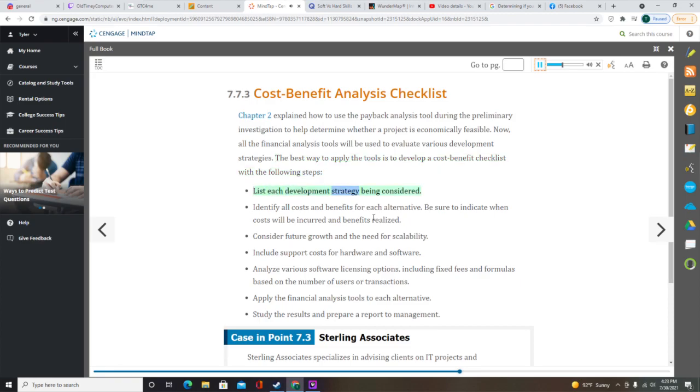List each development strategy being considered. Identify all costs and benefits for each alternative. Be sure to indicate when costs will be incurred and benefits realized. Consider future growth and the need for scalability. Include support costs for hardware and software. Analyze various software licensing options, including fixed fees and formulas based on the number of users or transactions. Apply the financial analysis tools to each alternative. Study the results and prepare a report to management.